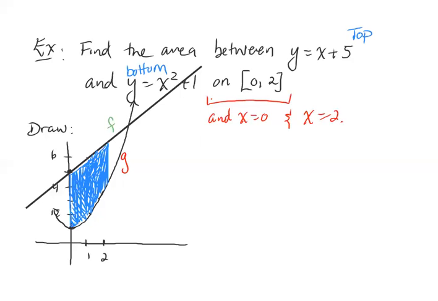And the area that I am trying to find can be calculated by taking the integral from, let's see, my leftmost x bound is 0 to x equals 2 of that top function, which is x plus 5, minus the bottom function, which is x squared plus 1, dx. Okay, so I have my integral set up.